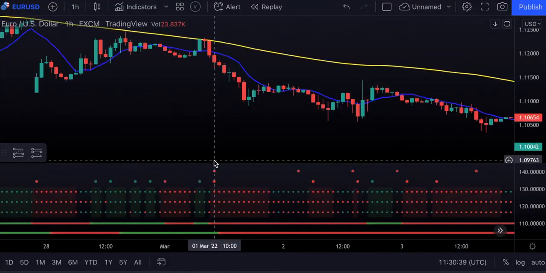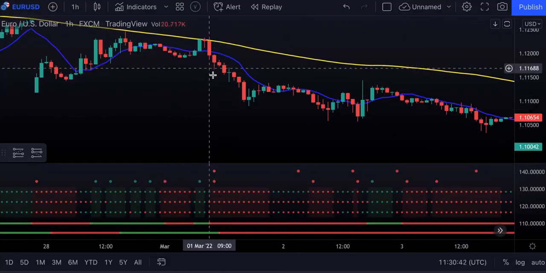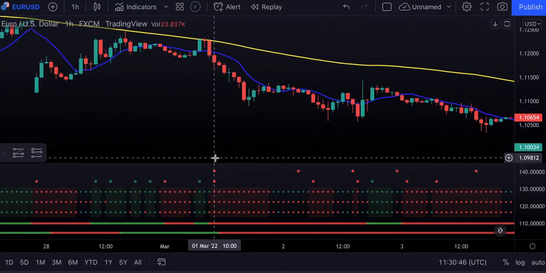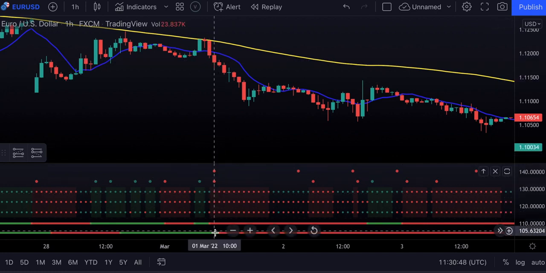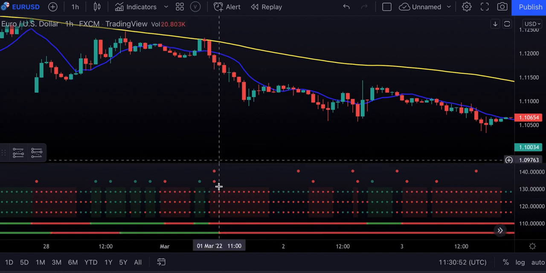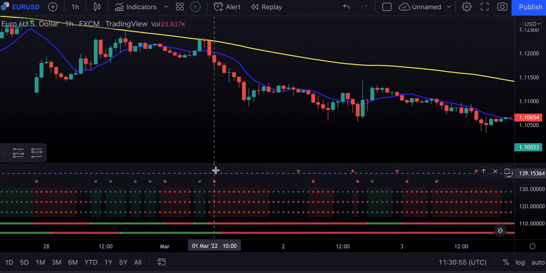Here's an example of a short trade you wouldn't have taken. So even though the price is sitting below these moving averages, we do not have a valid signal from our trend meter indicator because the bottom line is still green. So we would have skipped this trade. We do not wait for this indicator to catch up. We just wait for the next signal.